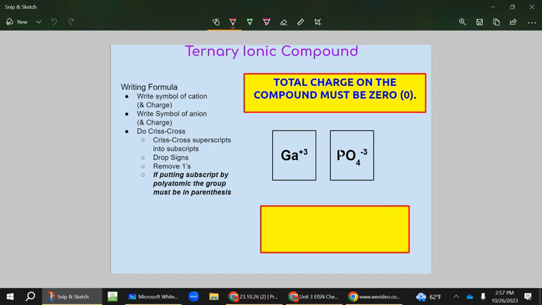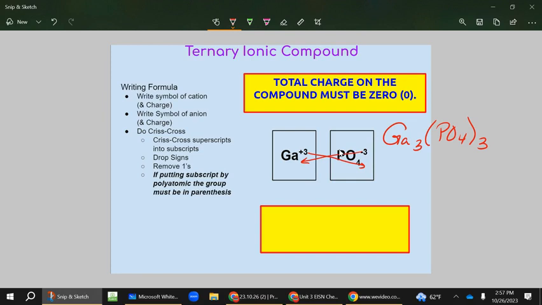Crisscross method. This 3 goes by the PO4. This 3 goes by the GA. So we get GA what? 3. PO4 3. And we're good, correct? No. Angel, why not? Are we good?